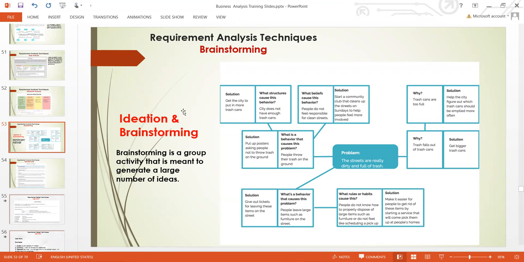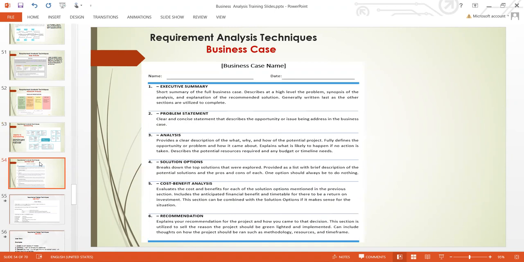Then when you finish all this requirement gathering, requirement analysis, and prioritizing your requirements, and then use brainstorming to select a solution, the next thing you need to do is to draft your business case. So now we are into the business case. The business case will help you to organize a report about the problem, the analysis, the solution, the cost benefits, and then you make a recommendation, and then you submit your report. And this is where your role as a business analyst comes to an end.